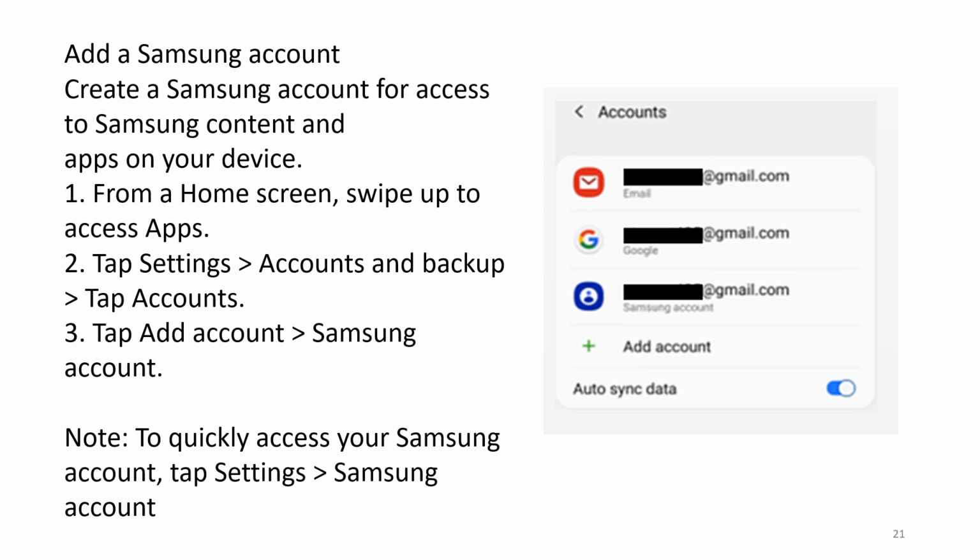Add a Samsung account. Create a Samsung account for access to Samsung content and apps on your device. 1. From a home screen, swipe up to access apps. 2. Tap Settings, Accounts and Backup. Tap Accounts. 3. Tap Add Account, Samsung Account. Note, to quickly access your Samsung account, tap Settings, Samsung Account.